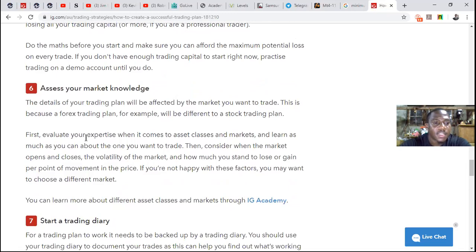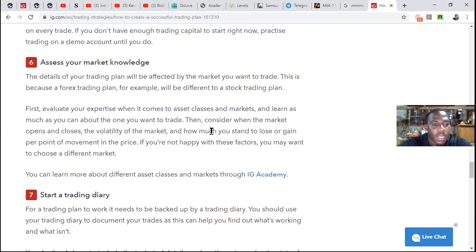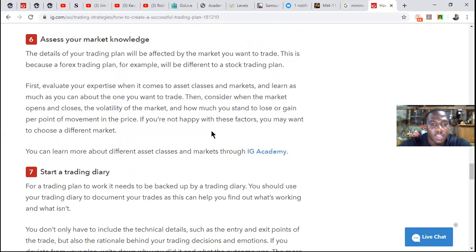Assess your market knowledge. Details of your trading plan will be affected by the market you want to trade. This is because a forex trading plan, for example, will be different to a stock trading plan. First, evaluate your expertise when it comes to the asset class and markets, and learn as much as you can about the one you want to trade. Then consider when the market opens and closes, the volatility of the market, and how much you can stand to lose or gain per point of movement in the price. If you're not happy with these factors, you may want to choose a different market.